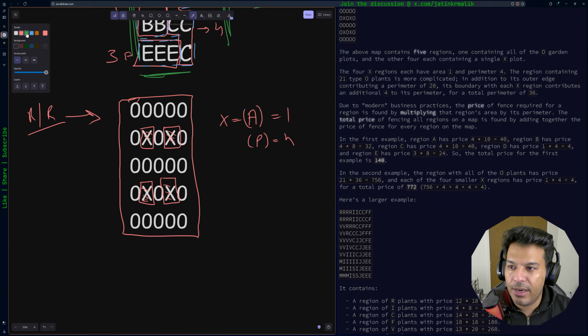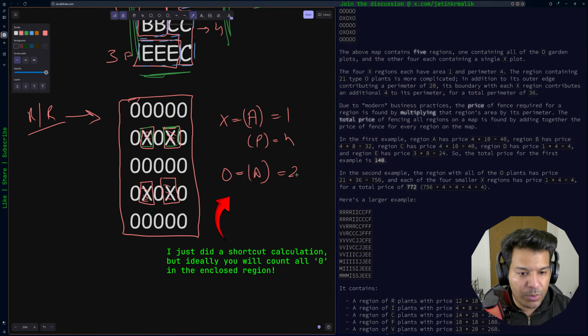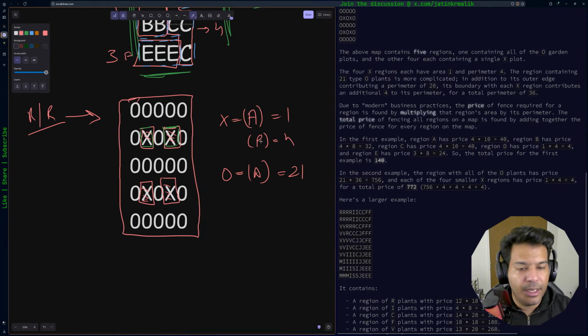And a quick reminder, perimeter is nothing but calculating the adjacent sides of a region. So 1, 2, 3, 4, 1, 2, 3, 4, and you get the idea. But the more interesting part is calculating the area for 0. This is a 5 by 5 matrix, so 5 into 5, 25, minus 4 should be 21. And yep. The perimeter is the more interesting one.